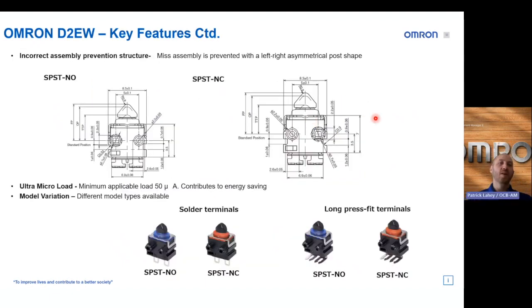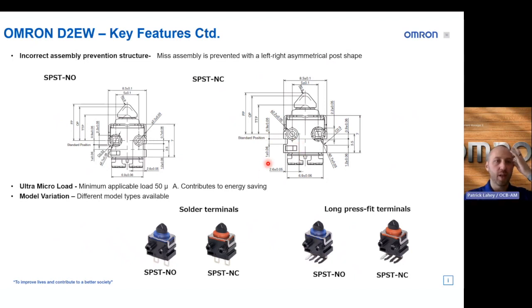Some of the other key features, for the assembly team, is that we have an incorrect assembly prevention structure. Because our pin plunger and the posts are left and right asymmetrical, it avoids misassembly. You can assemble it in both different orientations and it will still be able to align and slot into the position that you have for that switch.